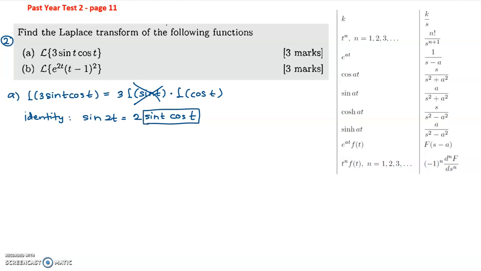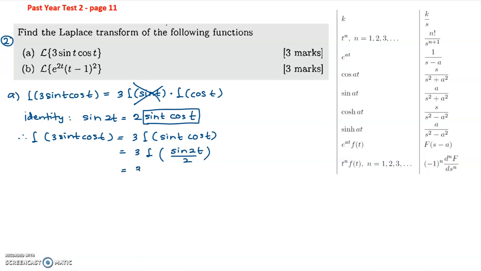Now the Laplace of 3 sine t cos t can be written as, I can put aside the 3. Inside we have the Laplace of sine t cos t, which by the identity is sine 2t over 2. So 1 over 2 again is a constant. You can put it aside together with the 3. So we have 3 over 2 Laplace of sine 2t.